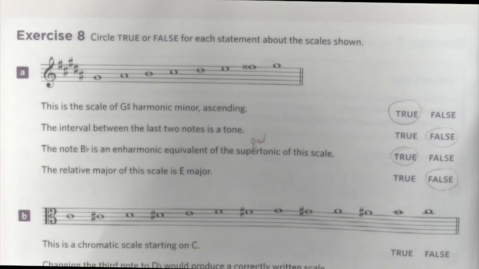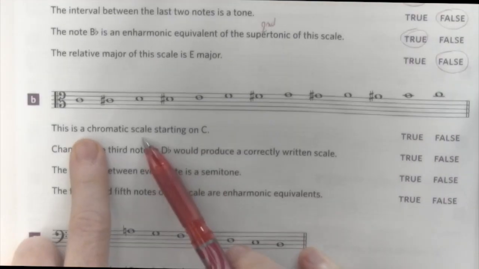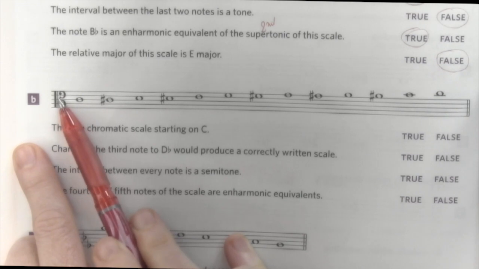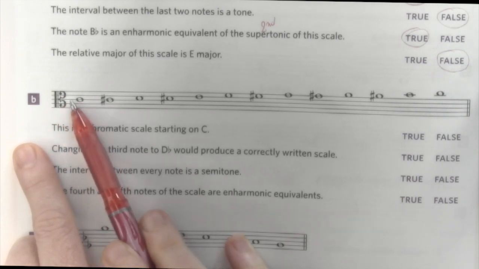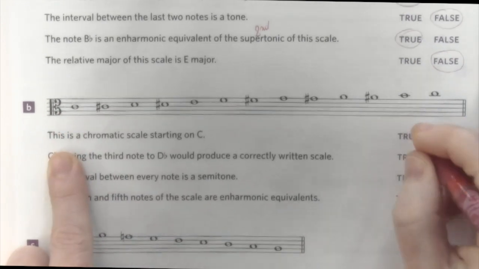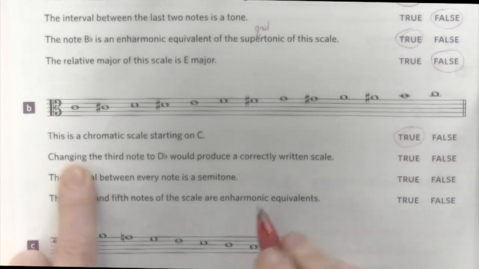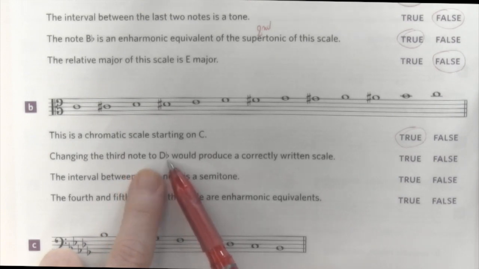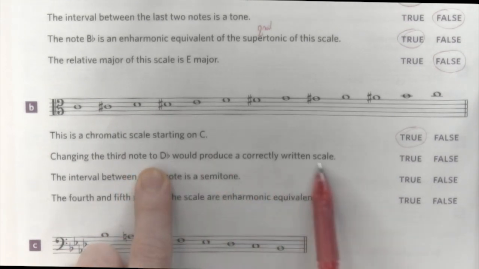Sorted. Next one. This is a chromatic scale starting on C. Okay, this is the alto clef and middle C is just here. So yes, it is starting on C, actually middle C, the special note. Changing the 3rd note to D flat would produce a correct written scale.